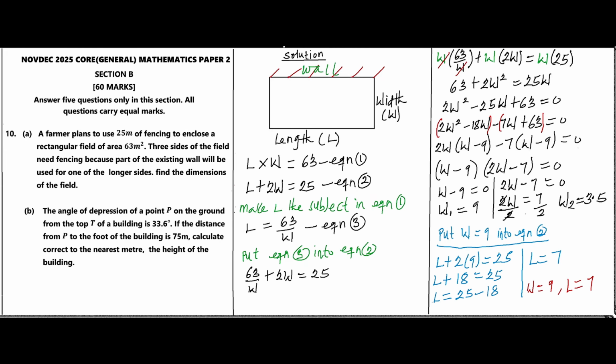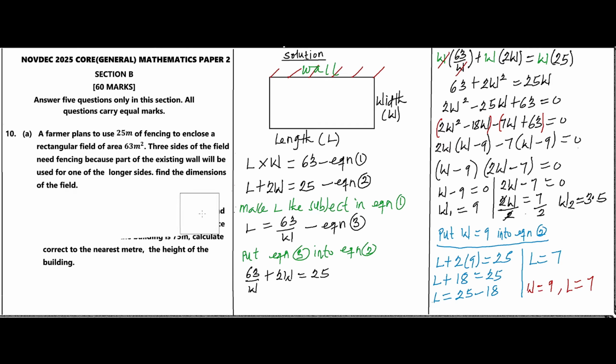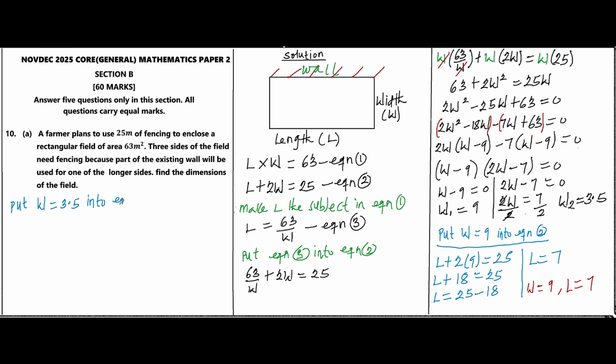Next, when W is 3.5, what happens? So the same approach, we are going to put W is equal to the second value of W, 3.5, into equation 2. So anywhere we see W, we substitute 3.5 in equation 2.